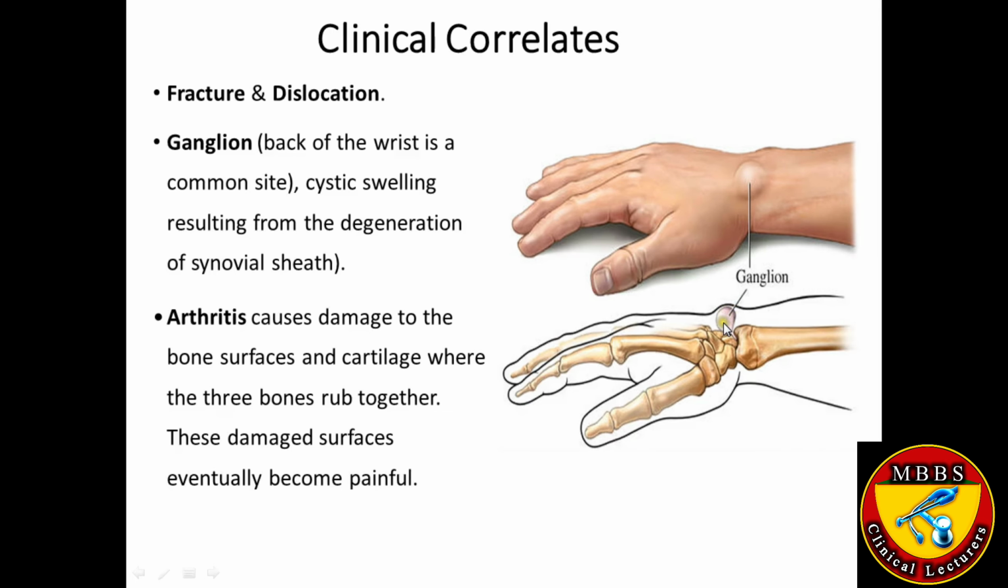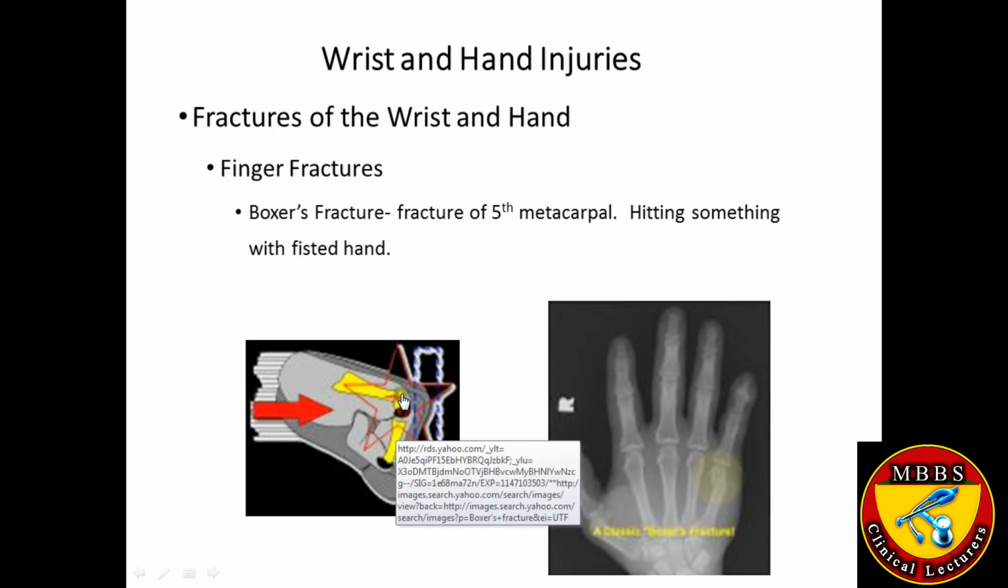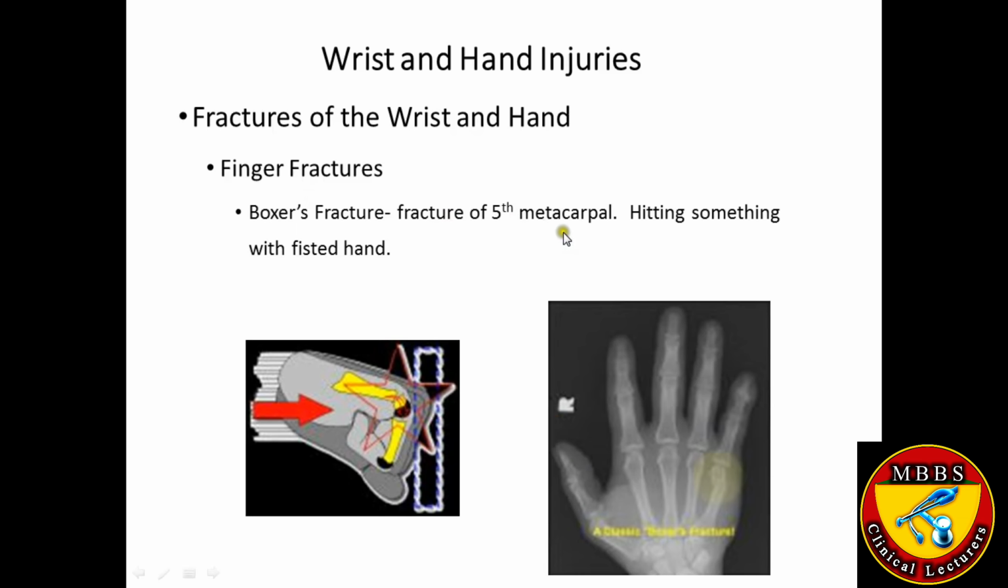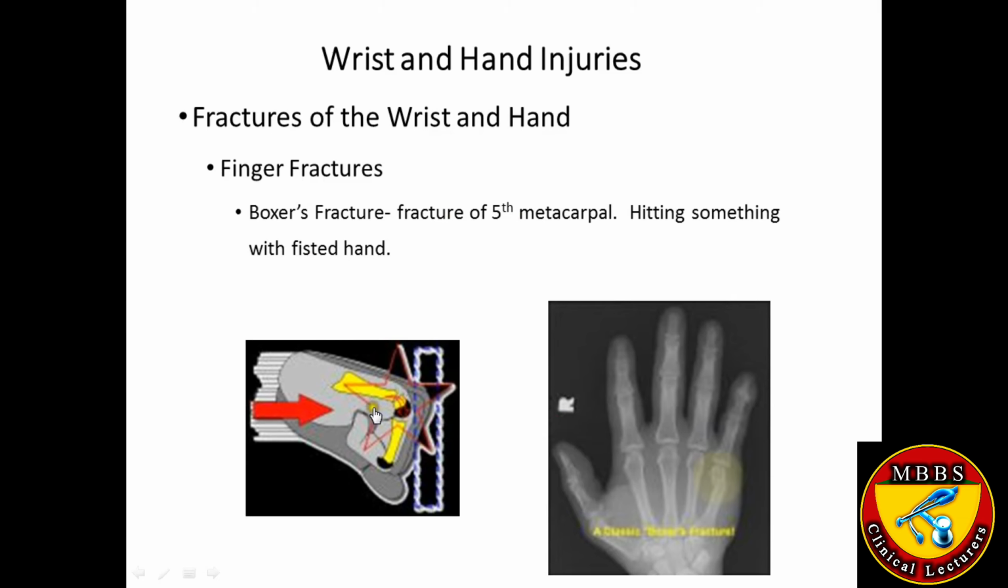Arthritis causes damage to the bone surfaces and cartilage where bones rub together. These damaged surfaces eventually become painful, especially at the interphalangeal joint. Wrist and hand injuries: fracture of the wrist and hand, finger fractures, that is the boxer's fracture. We can see over here a fracture of the 5th metacarpal from hitting something with a fisted hand. You can see over here.